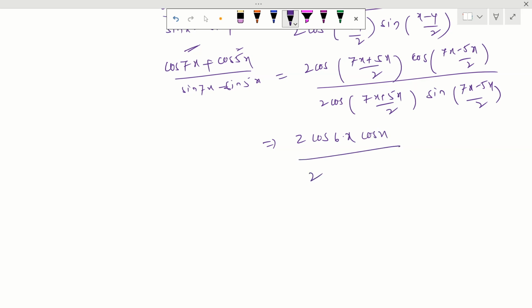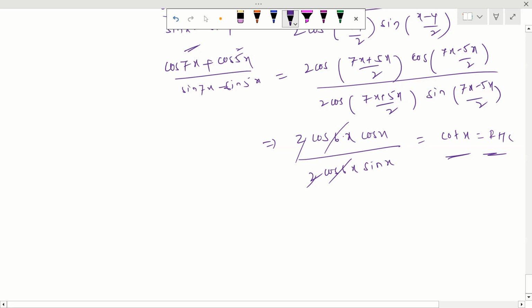So the numerator is cos 6x times cos x, and in the denominator we have cos 6x and sin x. The 2s get cancelled and cos 6x gets cancelled, so we have cos x by sin x, which is cot x. This is equal to the RHS. Now we have proved that LHS is equal to RHS.